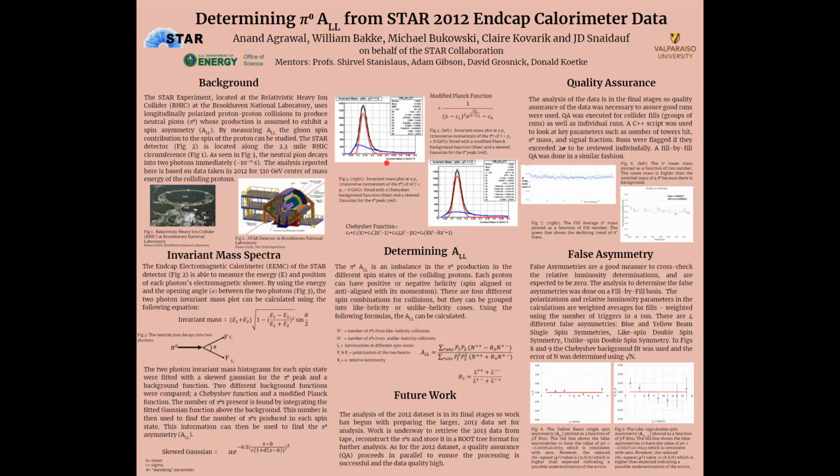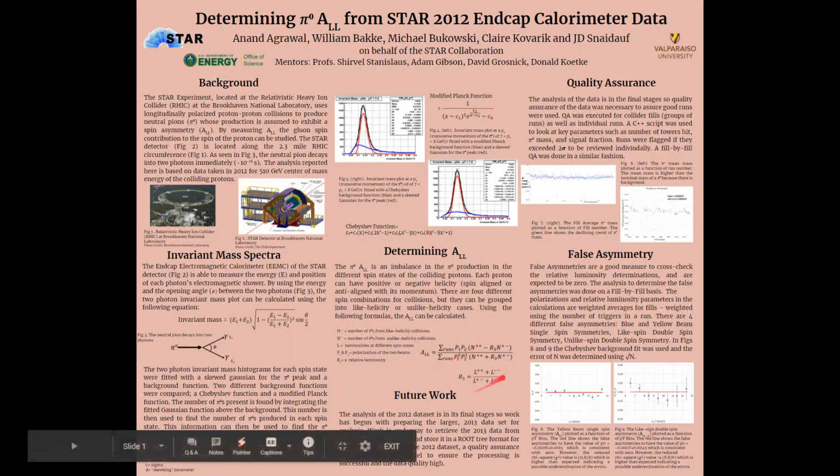These plots are then fitted with a skewed Gaussian function and one of two different background functions: a Chebyshev polynomial, or a modified Planck function. After these plots are fitted, we are able to integrate the red pi0 peak to find the total number of pi zeros present in the collision. We then use the number of pions produced in each spin state to determine the pi0 asymmetry, or ALL, using this equation.